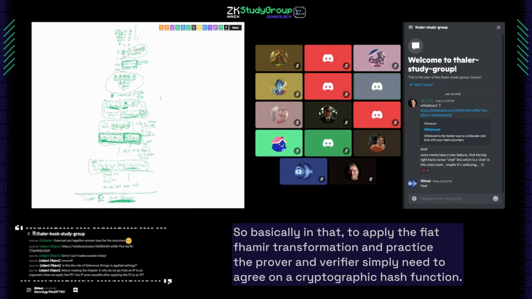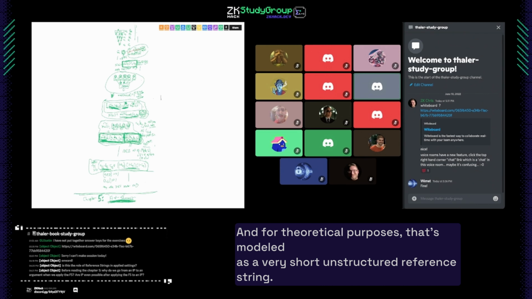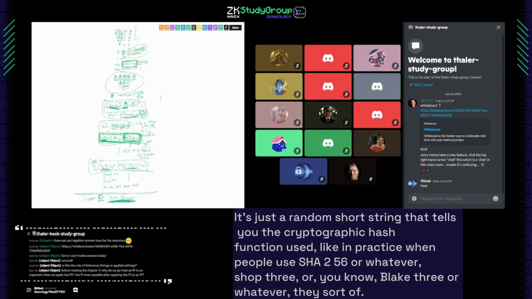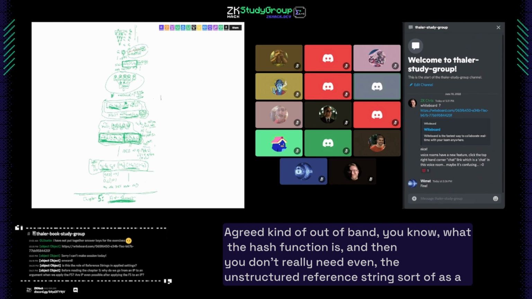To apply the Fiat-Shamir transformation in practice, the prover and verifier simply need to agree on a cryptographic hash function. And for theoretical purposes, that's modeled as a very short, unstructured reference string. It's just a random short string that tells you the cryptographic hash function used. In practice, when people use SHA-256, SHA-3, or Blake 3, they've agreed out of band what the hash function is.